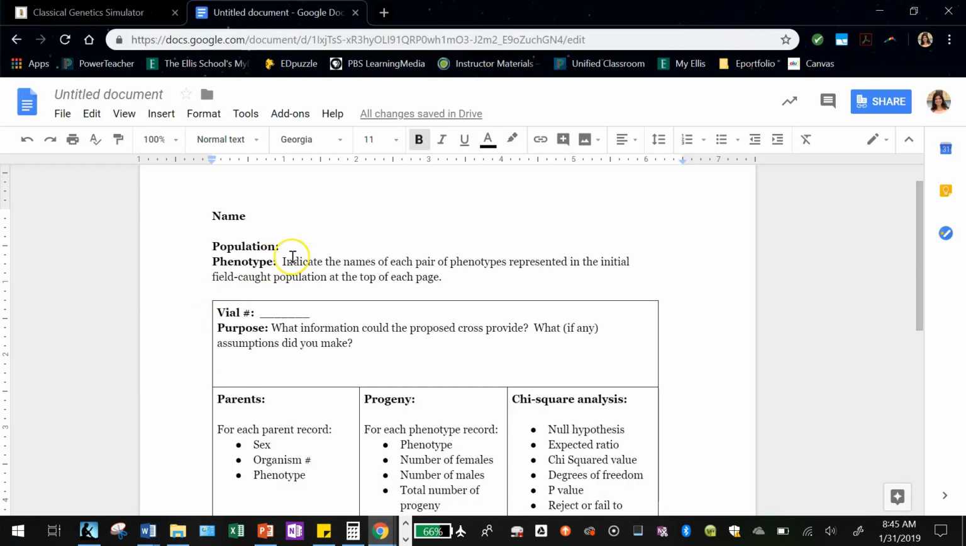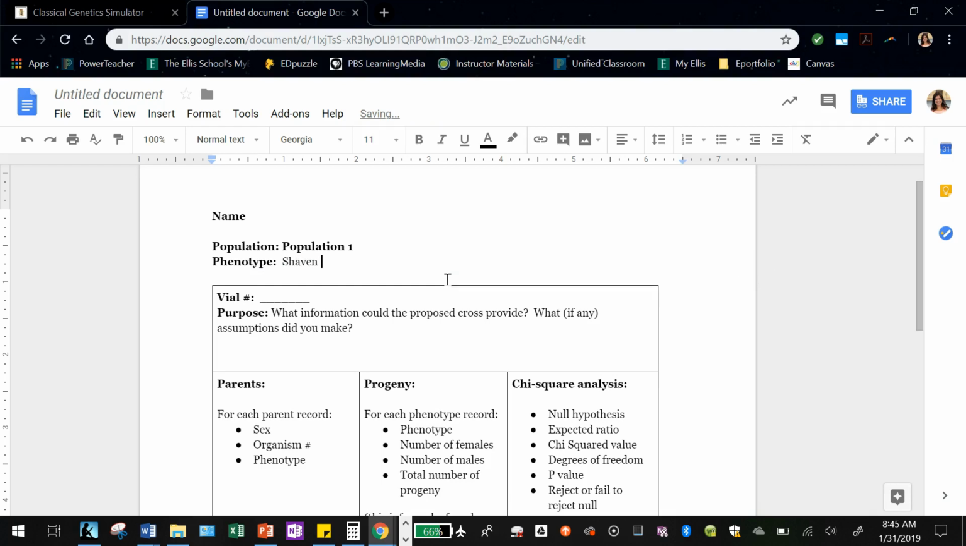So population, what are we working with right now? Population 1. You do not need to do this for every population, but you definitely should do this for the challenge population. What phenotypes do you see? So we are looking at shaven and spineless. These are bristles.